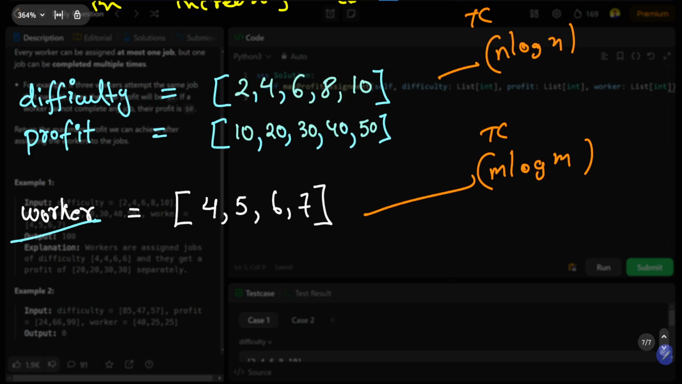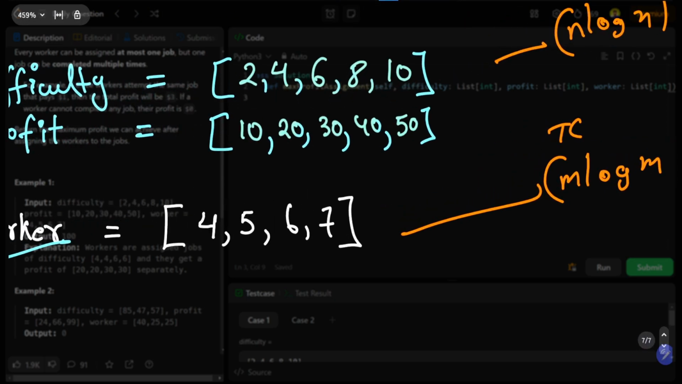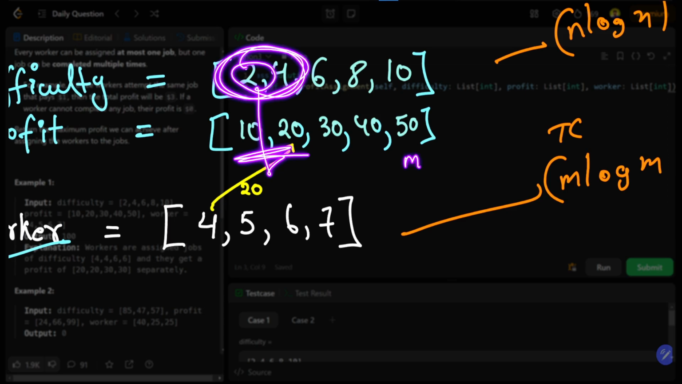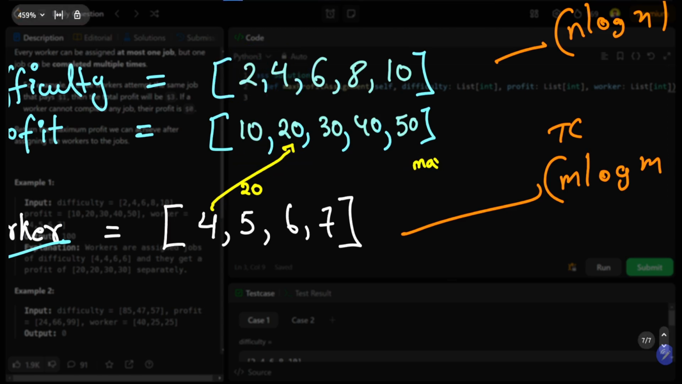So if I say, okay, for now this 4 iterated till over here, it collected 20 as a profit. Okay, it iterated over here, again it checked for this one. So it will keep on checking which all tasks it can do, and it will be holding some maximum value. So it might be holding max profit for now.